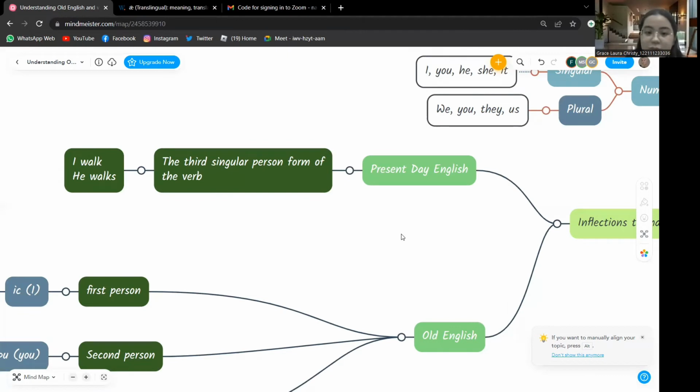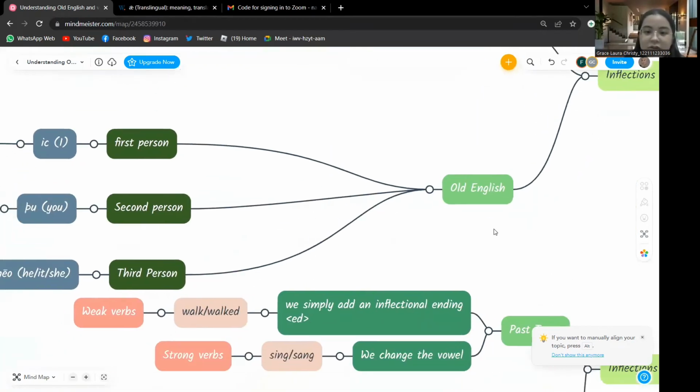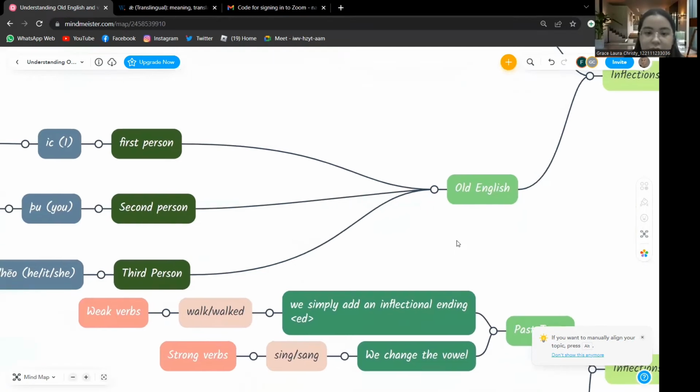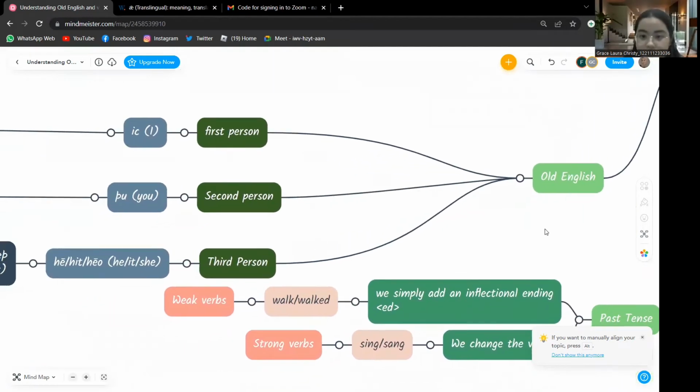We know that to be can be an auxiliary verb, right? It has different forms depending on the subject, like the first person singular I uses am, the second person singular you uses are, and the third person singular he, she, it uses is. And it turns out that this inflection lies in Old English, which used different forms of verbs to mark person.